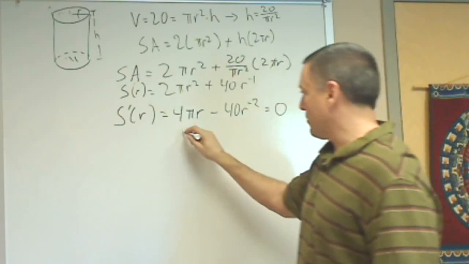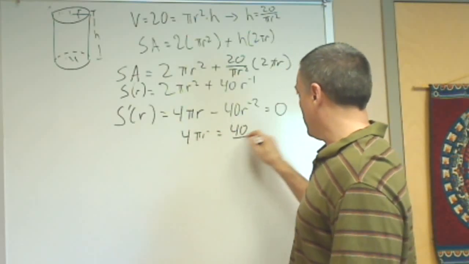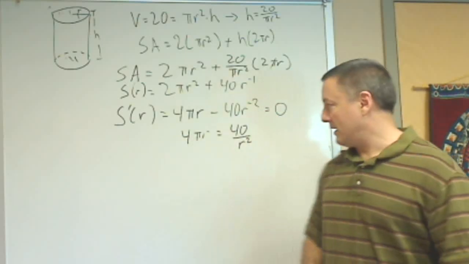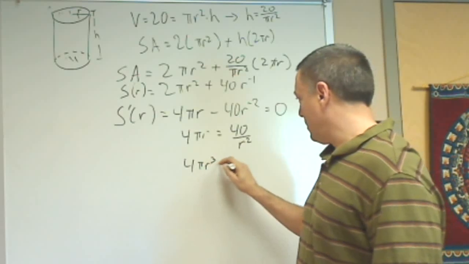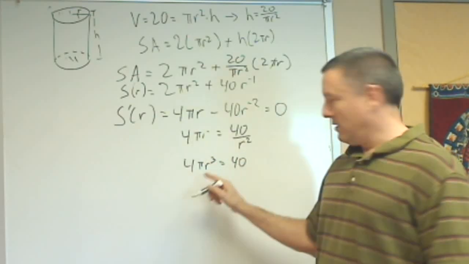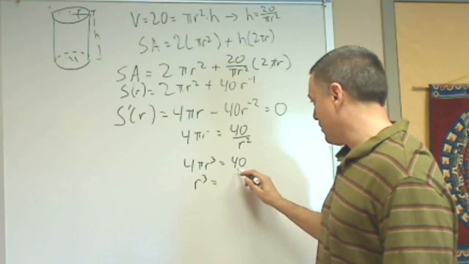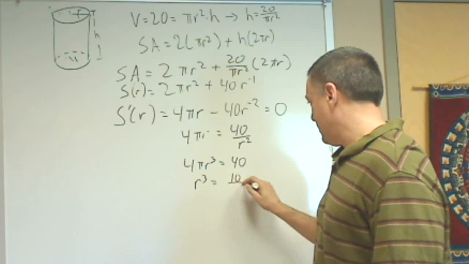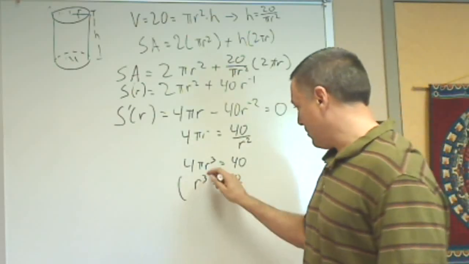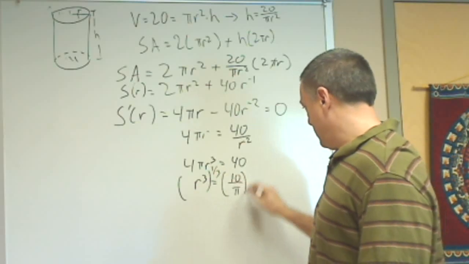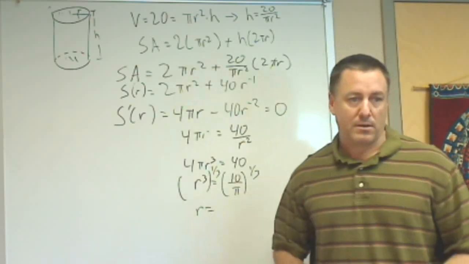Let's just move one of them over, and I'll have 4 pi r equals 40 over r squared. Alternative method of writing that. Multiplying by r squared, I'm going to have 4 pi r cubed equals 40. And dividing by 4 pi, we'll have almost eliminated our r. R cubed equals 40 over 4, which is 10, divided by pi. And if we raise both sides of this to the 1/3 power, we've got our value for r. 10 over pi to the 1/3 power.